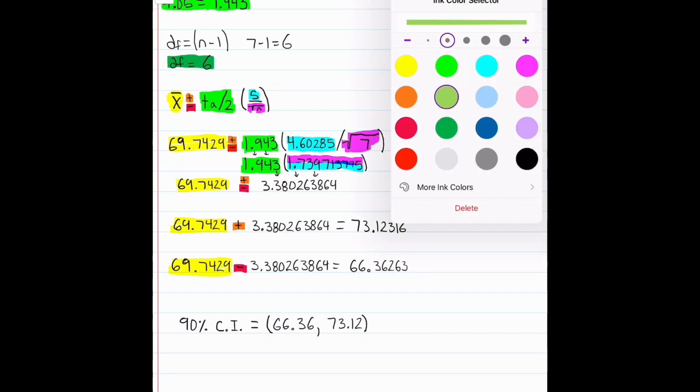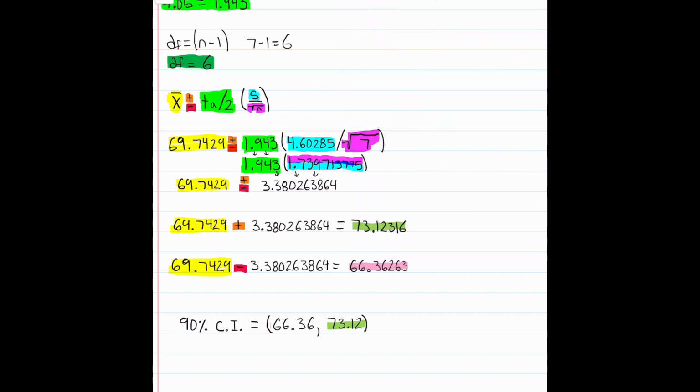Now that we have our numbers, we have to write out our confidence interval. For that, we're going to say that we are 90% confident that the true temperature mean is between 66.36 and 73.12 degrees Fahrenheit.